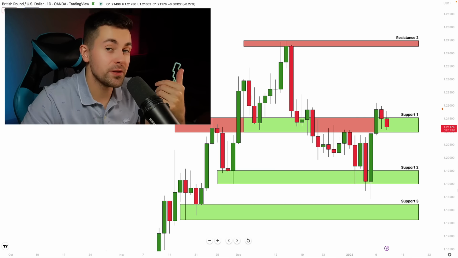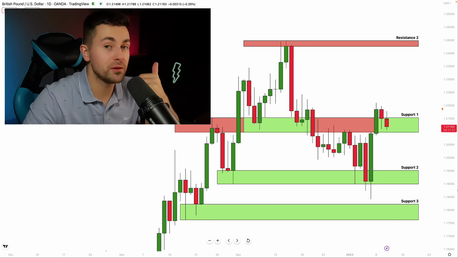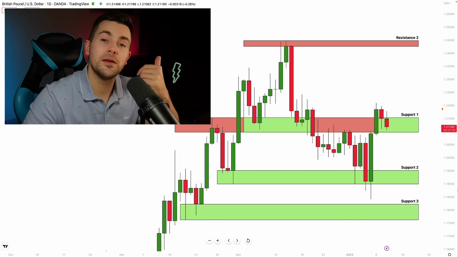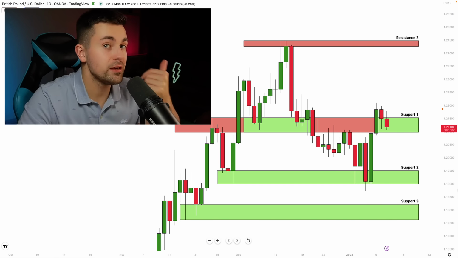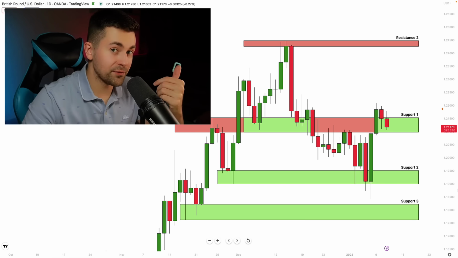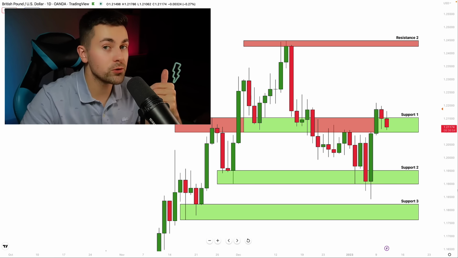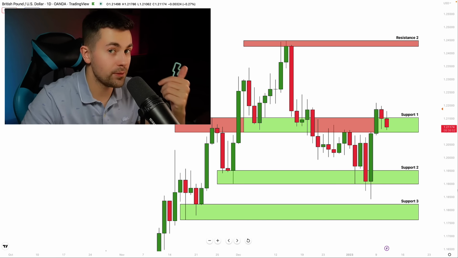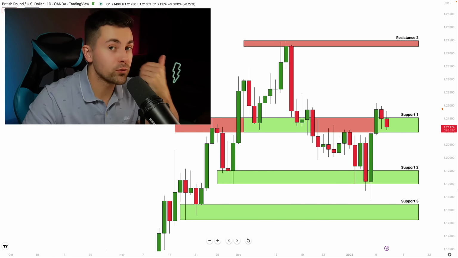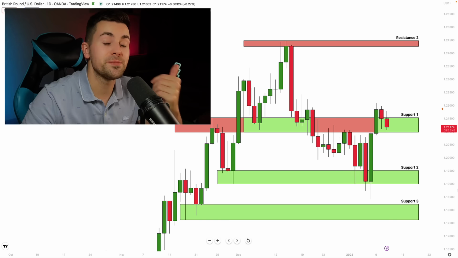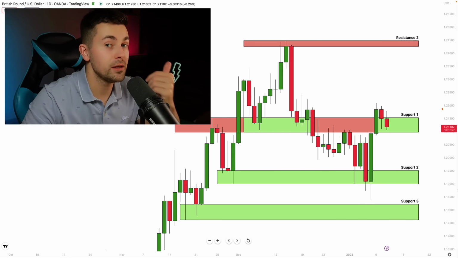And let's start with the basics first. Let me give you the definition of a key structure. Key structure is the zone or the level from where a strong bullish or bearish movement initiated in the past. And from that structure, we expect a similar kind of reaction in future once it is reached.